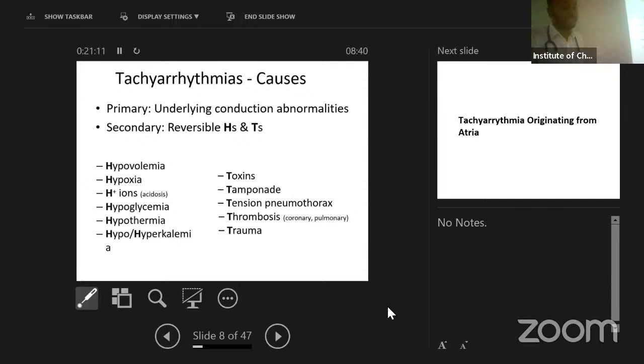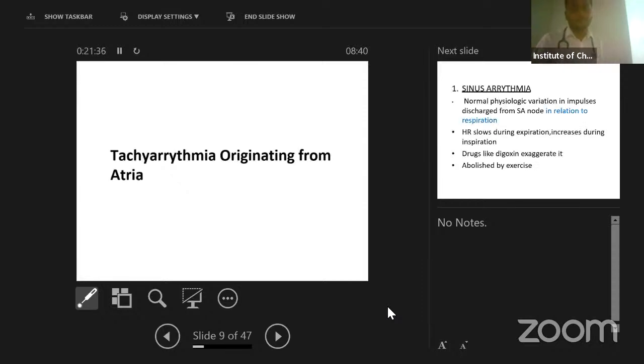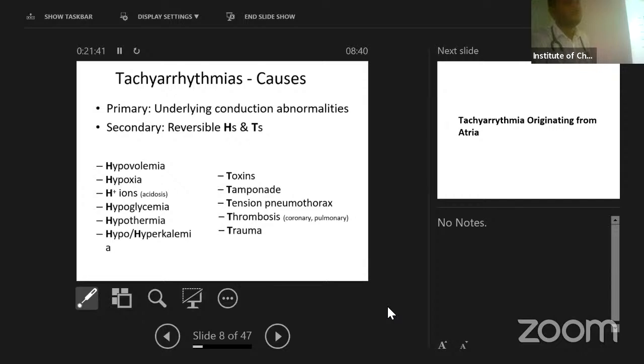Then come to the causes of tachyarrhythmia. That can be primary, from some underlying cause, or secondary. Secondary causes are basically reversible: hypovolemia, hypoxia, hypoglycemia, hypothermia, hyper- or hypokalemia, acidosis, and toxins, or cardiac tamponade, tension pneumothorax, thrombosis like coronary or pulmonary thrombosis, and trauma. But in the initial phase, we have to compensate the cardiac output of the body for tissue or organ perfusion. That's where the tachycardia comes from.